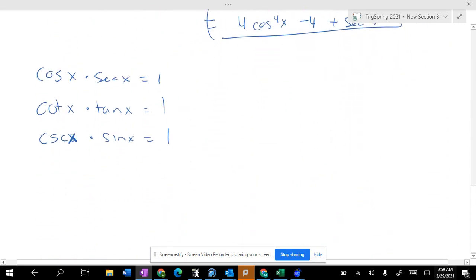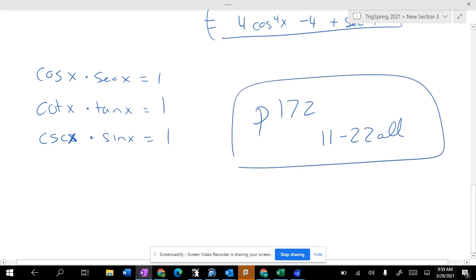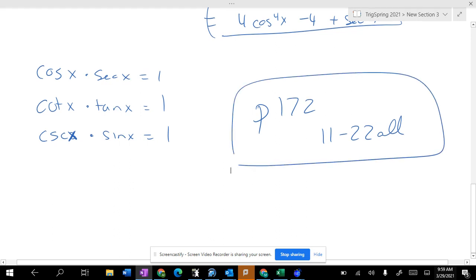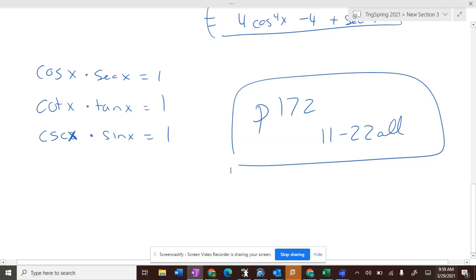Can you handle that? Page 172, 11 through 22 all. You should have no problem getting this done in class today. You have a half hour.